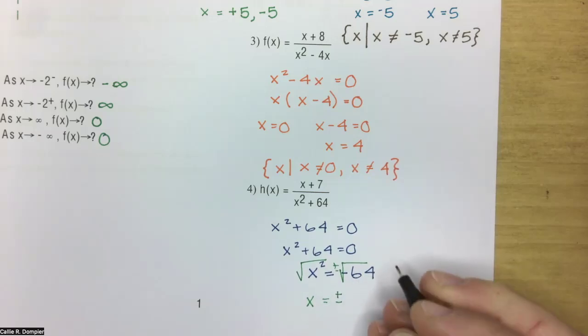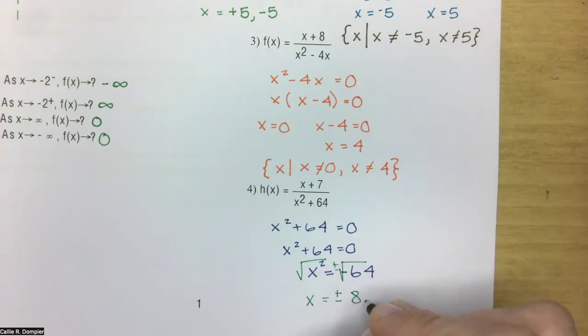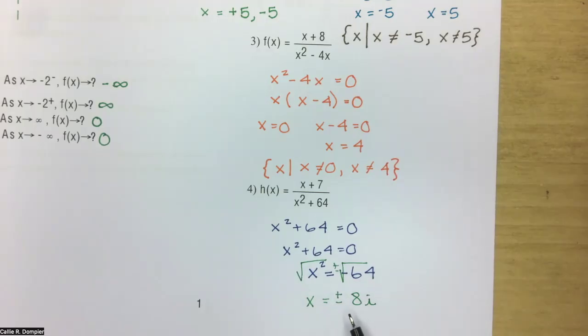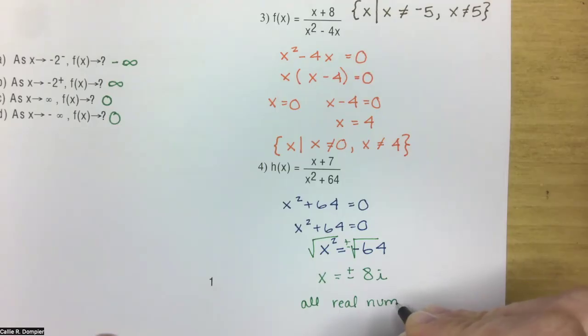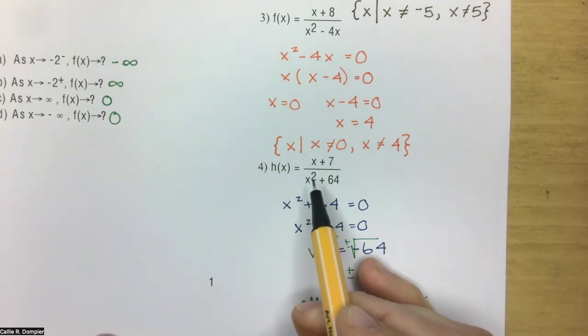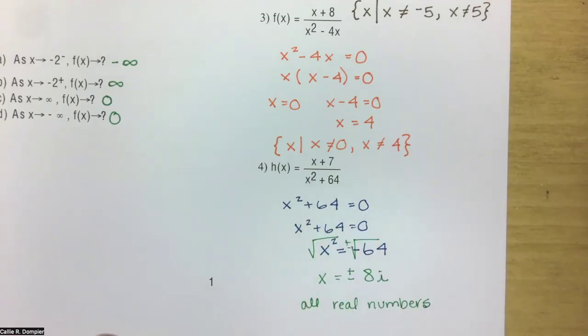What's the square root of negative 64? It's 8i, right? 8i is not a rational number. It's an imaginary number, so that is not going to show up on our graph. So we can just say all real numbers, because there is no real number I can put in here, square it, add it to 64, and it will give me 0.